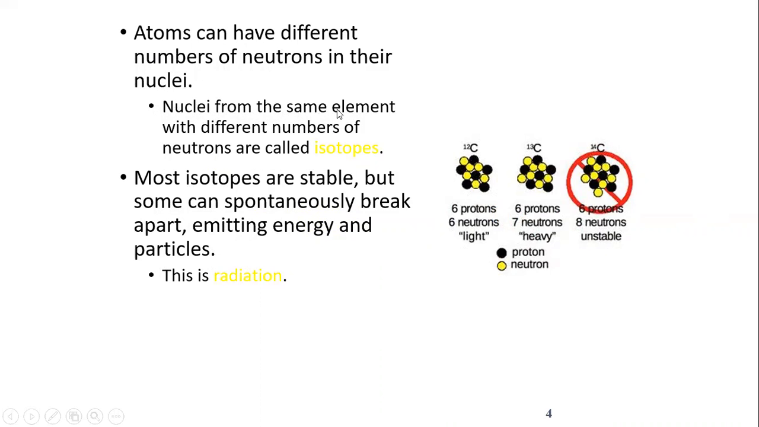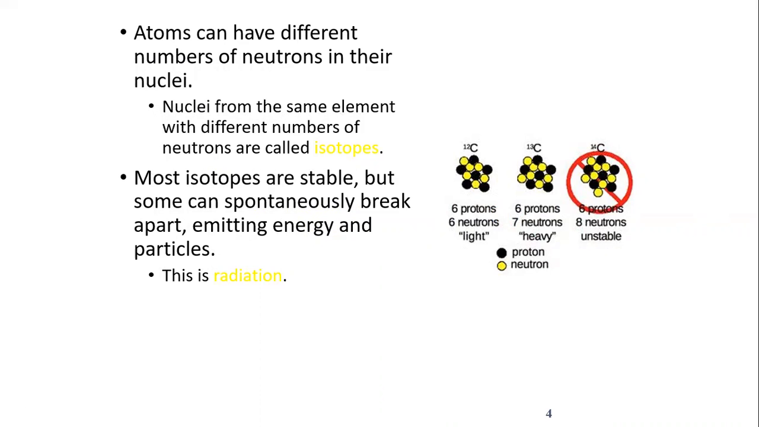Nuclei of the same element with a different number of neutrons are called isotopes. What is meant by isotopes? Isotopes means that there is a different number of neutrons.